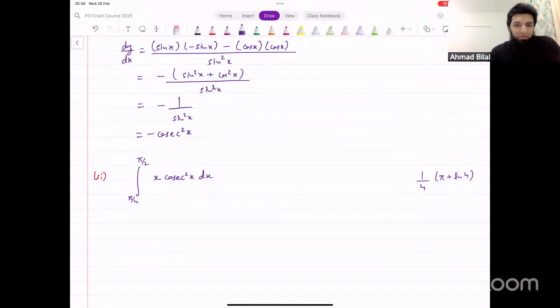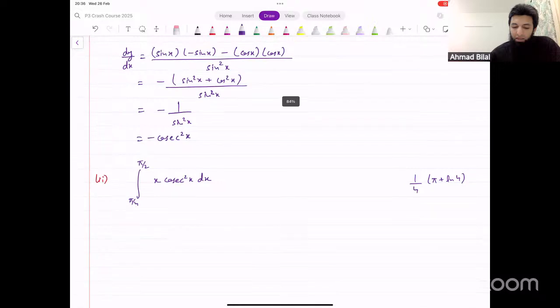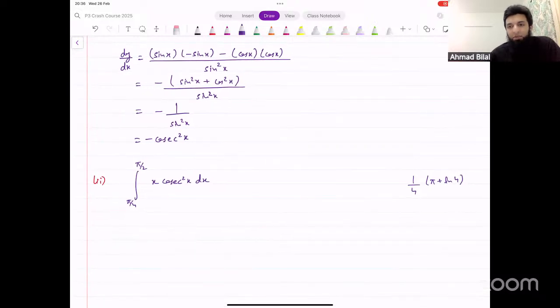Integration by parts, right? Or that extended power rule, that also doesn't work because the derivative of x is just 1. The derivative of cosecant square, we don't know. So that doesn't work. Integration by parts, that's what we can do. Okay. Now, how do we do integration by parts?